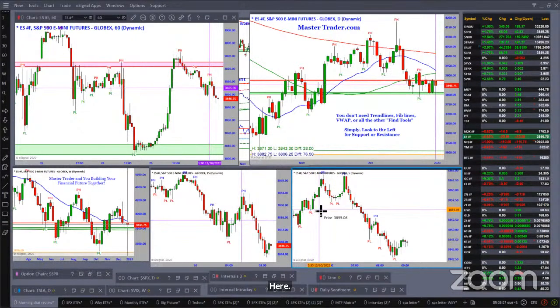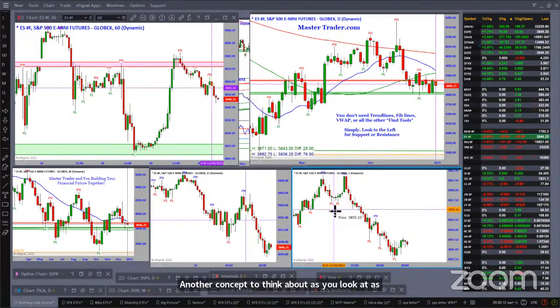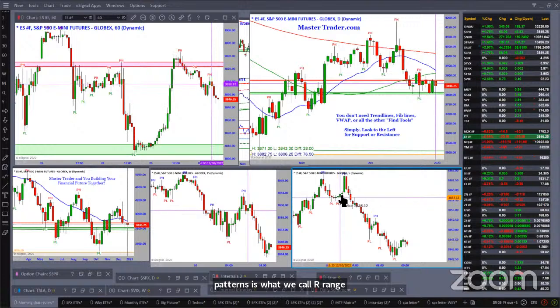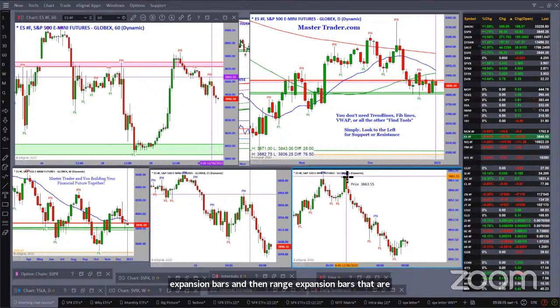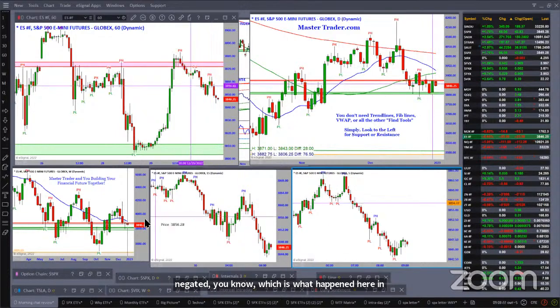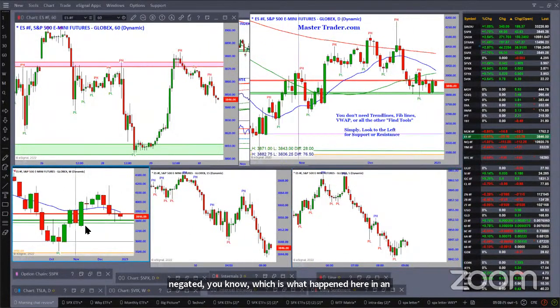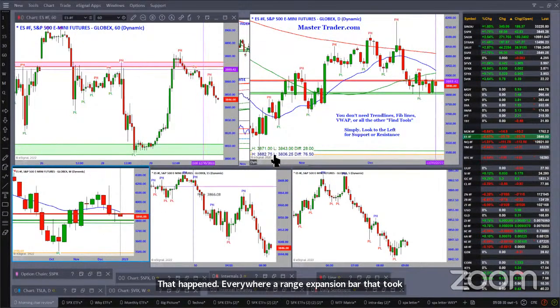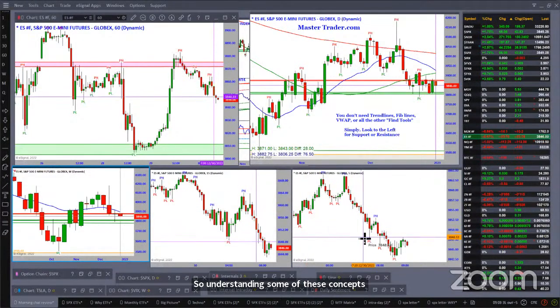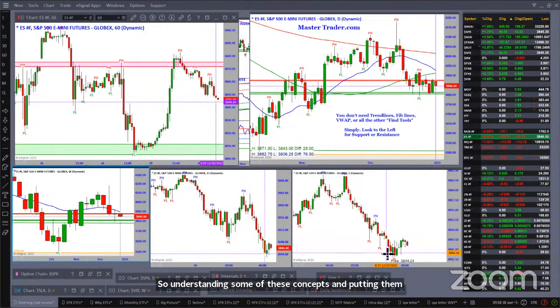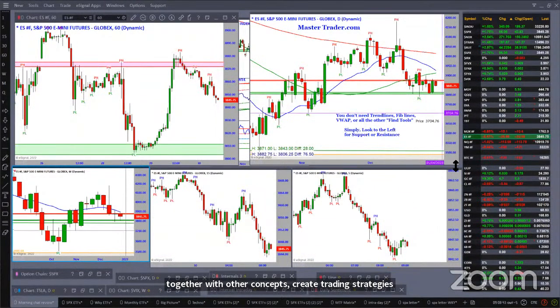So another concept to think about as you look at patterns is what we call range expansion bars. Right? Range expansion bars, and then range expansion bars that are negated, which is what happened here in an area of a topping tail bar, or this nasty weekly bar that happened everywhere, a range expansion bar that took out the high. So, understanding some of these concepts and putting them together with other concepts creates trading strategies, right? Support, resistance, trends, and so on.